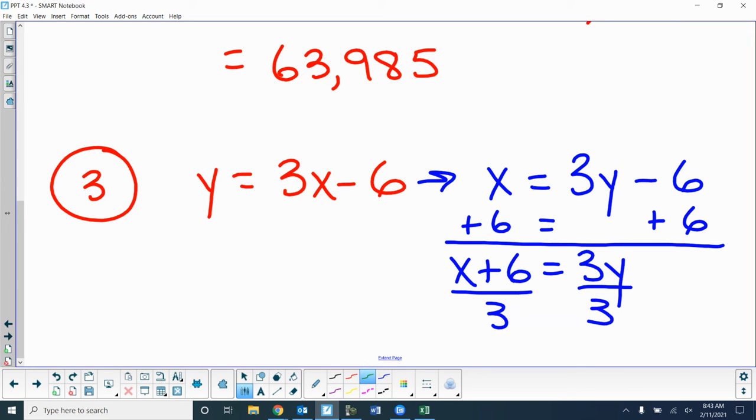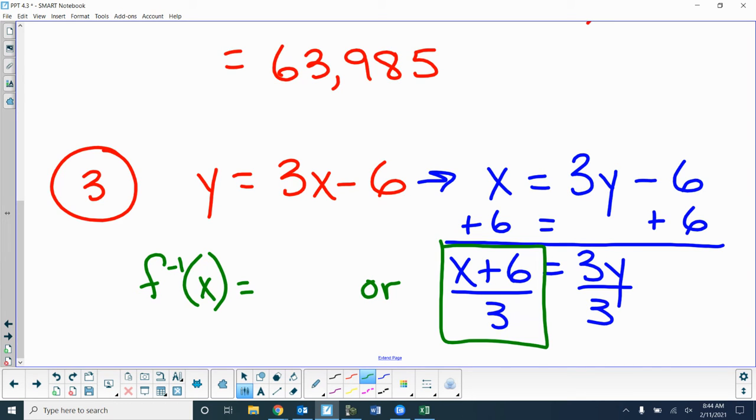So you can leave it like this if you want. That's okay. Or if you want to separate it, where if you were looking at the book answers, they always separate it. That's our symbol for f inverse. And they would go 1/3 x plus 2. 1 divided by 3 and 6 divided by 3. Either one's acceptable though. Most people just leave it like that, and that's fine. That's okay. All right.